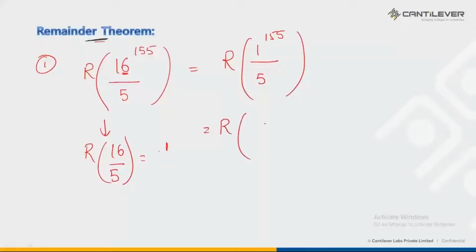So this will be the remainder of 1 power anything by 5, the remainder of 1 by 5. So the remainder when 1 is divided by 5 is 1. Or else, if you want a negative remainder, it will be minus 4.